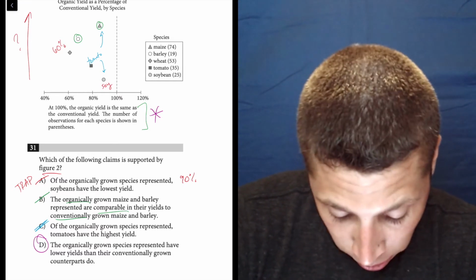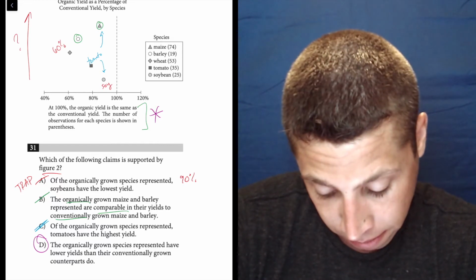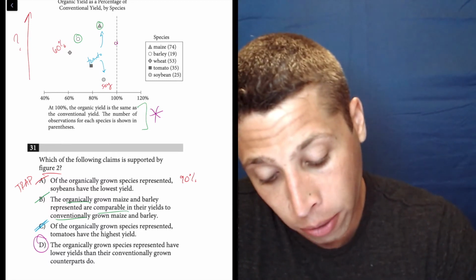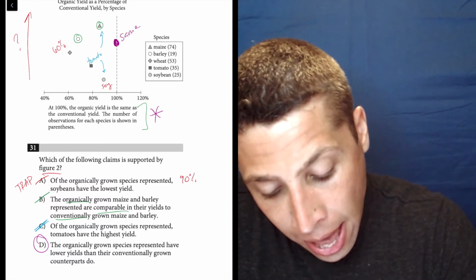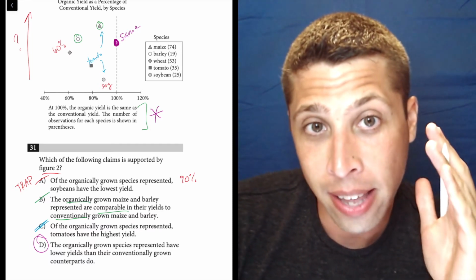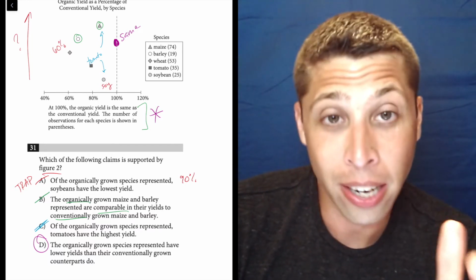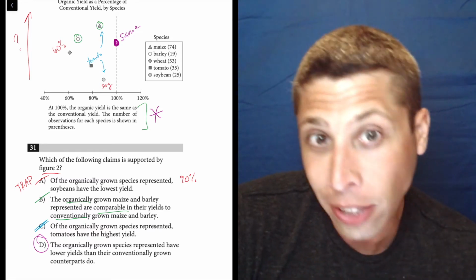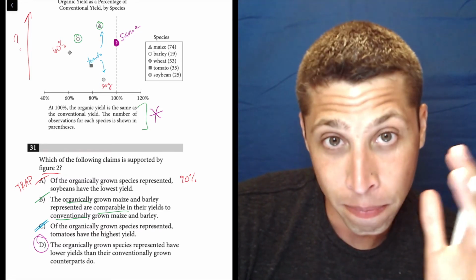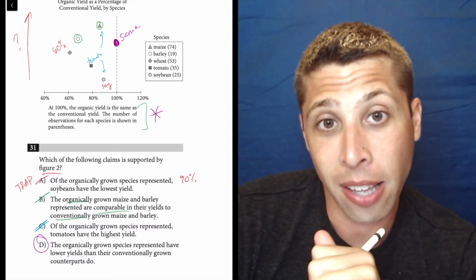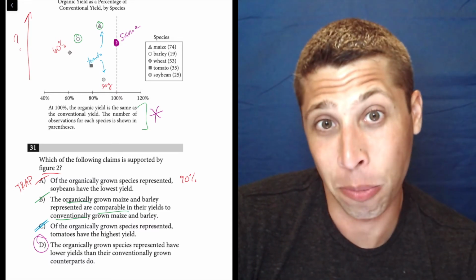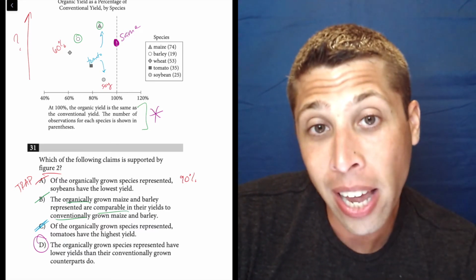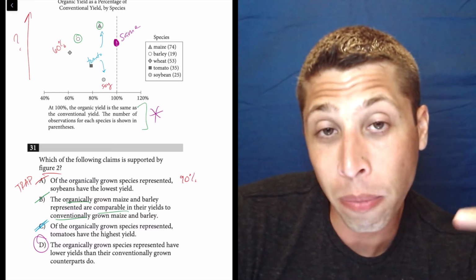In order for the organic version to have the same yield as the conventionally grown, it would have to be right here. That line, that 100 line, says that if you grow organic tomatoes, you're going to get the same number of tomatoes as if you grew conventional tomatoes. But all of the species here are to the left of that line, so they're all less than 100%. Meaning if you grow organic tomatoes, you're only going to get about 80% of the number of tomatoes that you would get if you grew them conventionally, right?